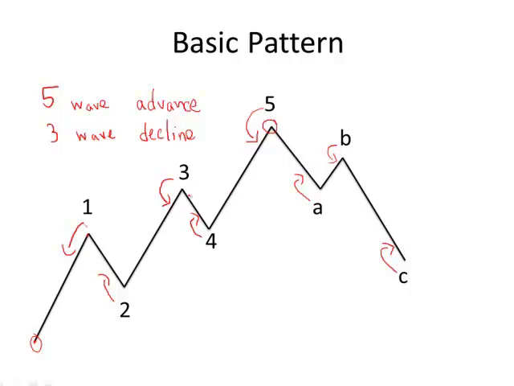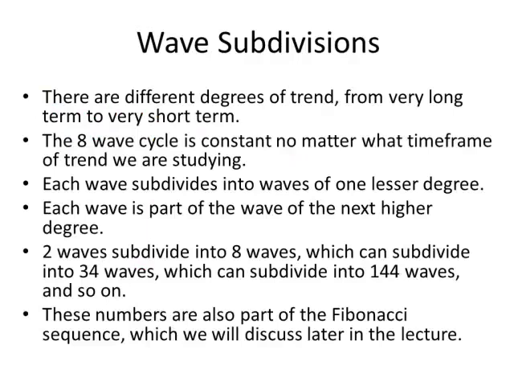So according to Elliott wave theory, stock prices move in this pattern. We'll see a 5-wave advance followed by a 3-wave decline. And this we should see repetitively. Wave subdivisions.